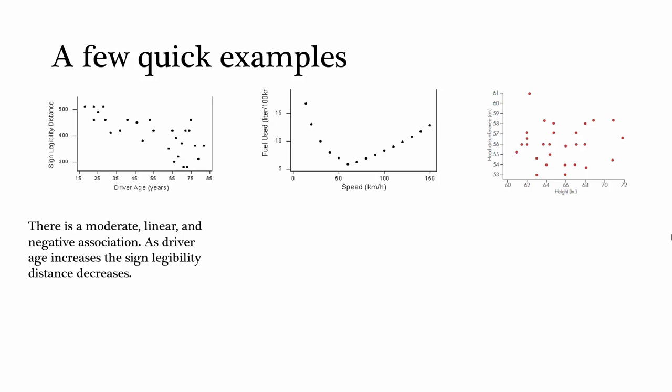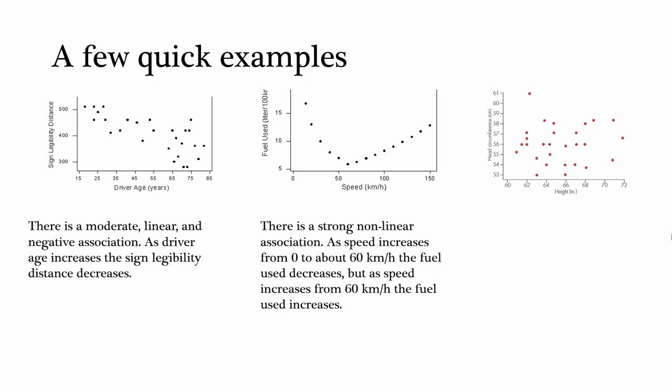In this second example, this relationship definitely looks very strong, but also nonlinear. So I would say that there's a strong nonlinear association. As the speed increases from 0 to about 60 kilometers per hour, the fuel used decreases, but as speed increases from 60 kilometers per hour, the fuel then increases. So that looks like a very strong but nonlinear relationship.